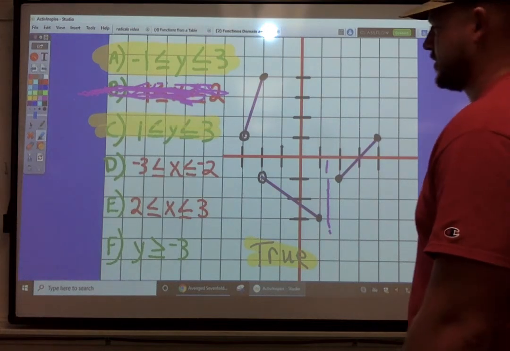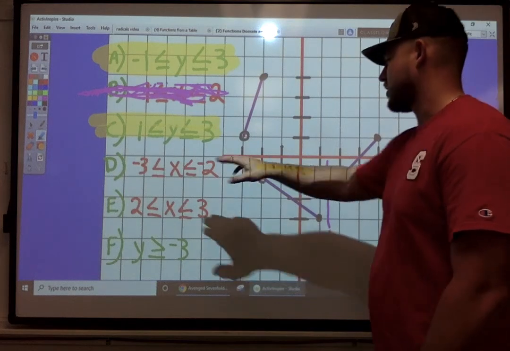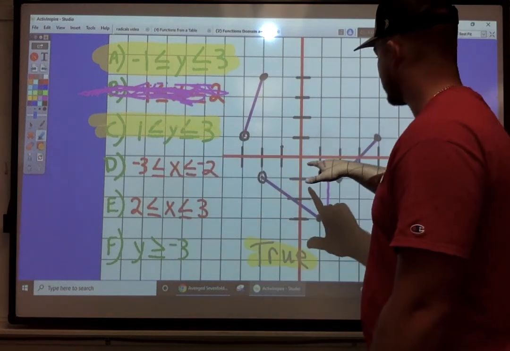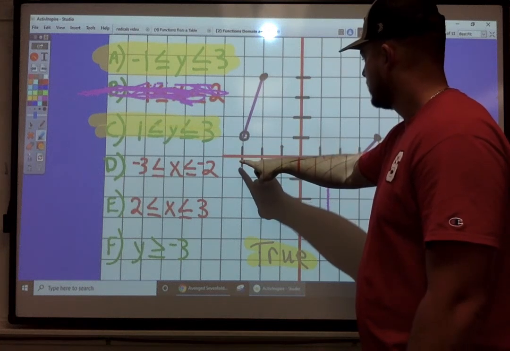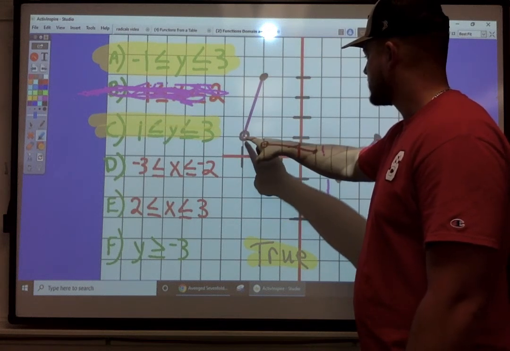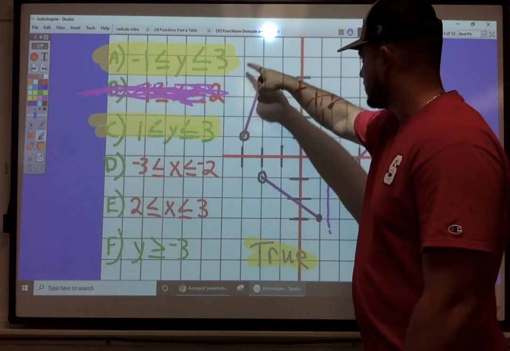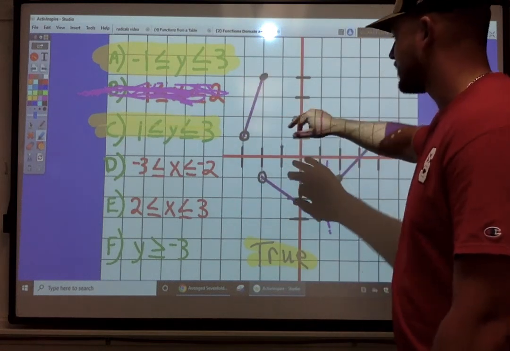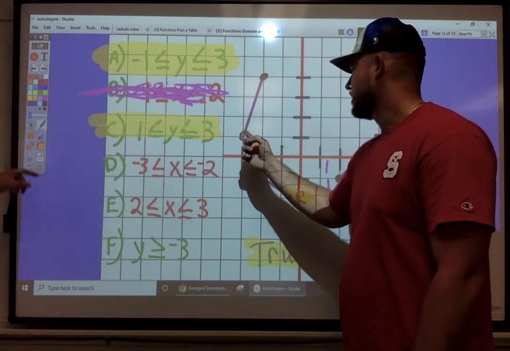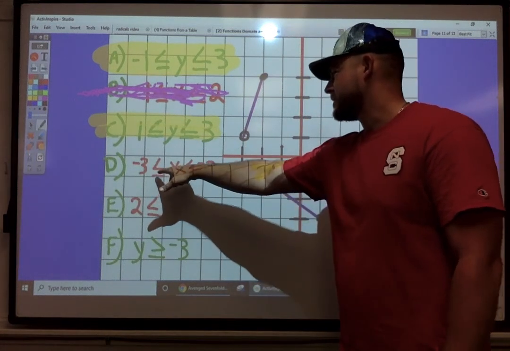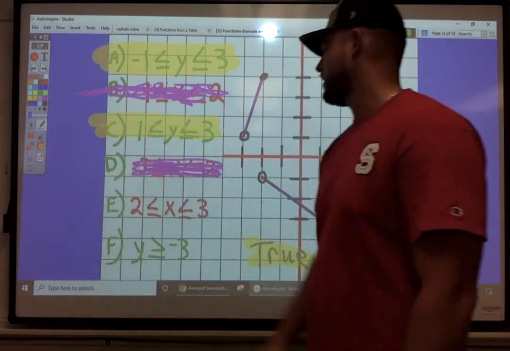Okay, back to letter D. We're looking at domain, x values again. So starting at -3, and we're saying it's included, so -1, -2, -3. Well, I've got an open circle here, so that means it's not included. If I go downwards and upwards, there's no other parts of any of the graphs. So I can go ahead and stop there. I know that's not true because -3 is not included. Letter D is saying it is. So no, bad one. Not D.